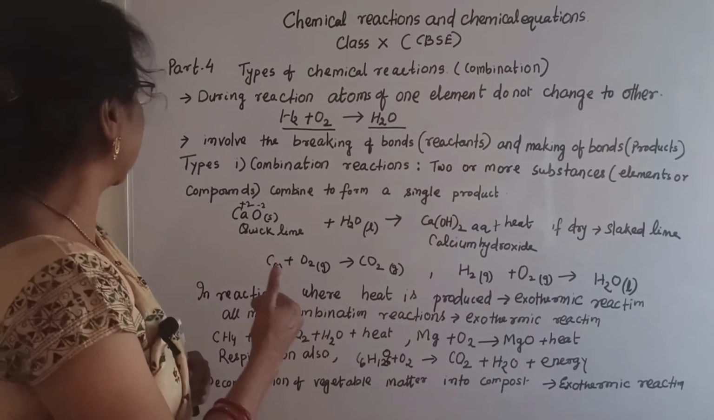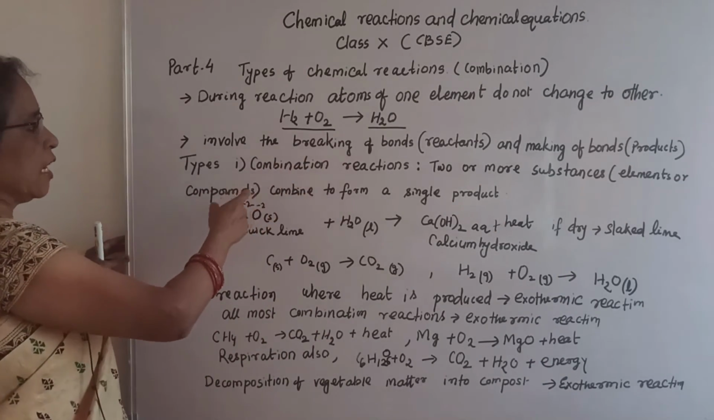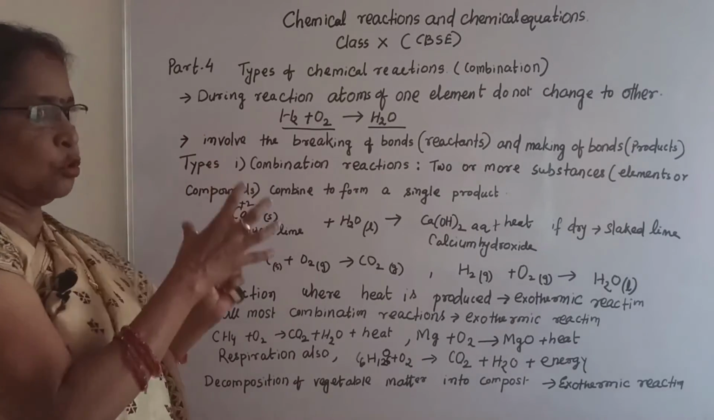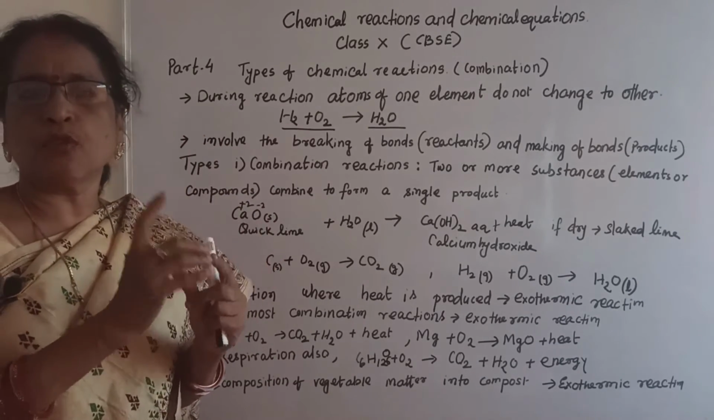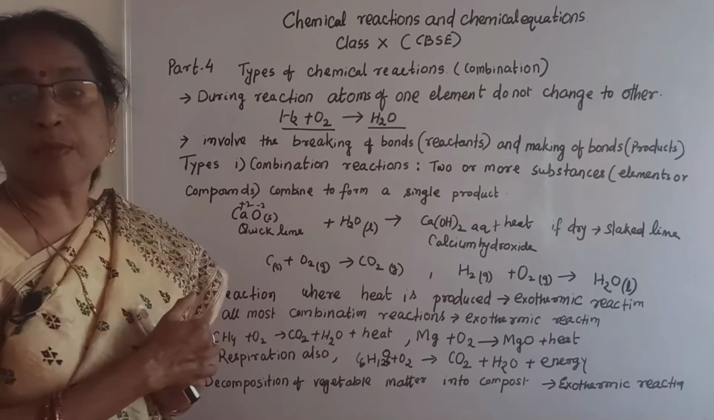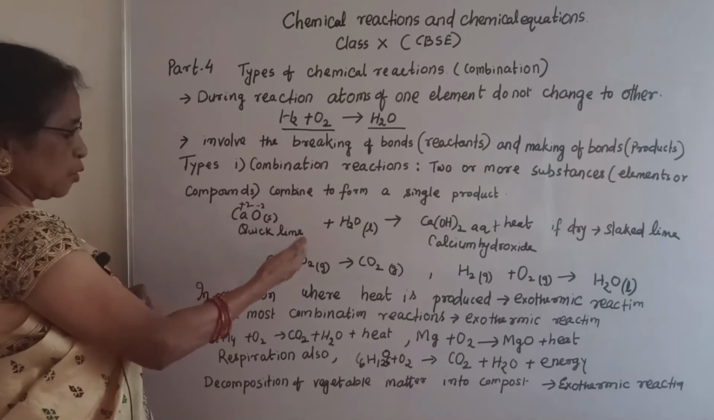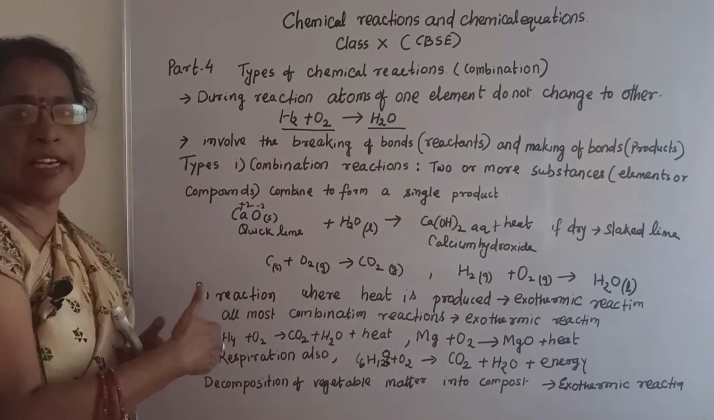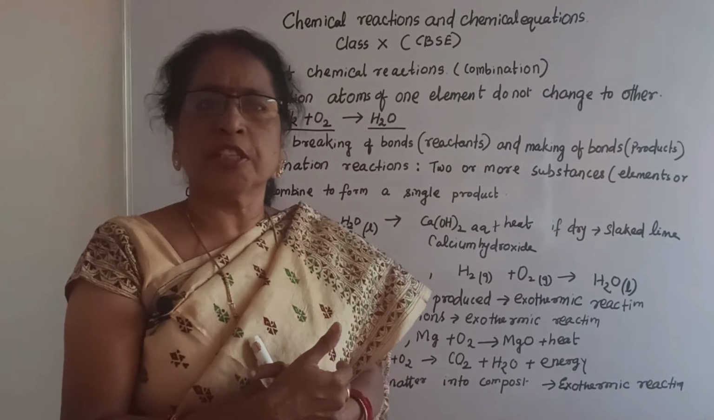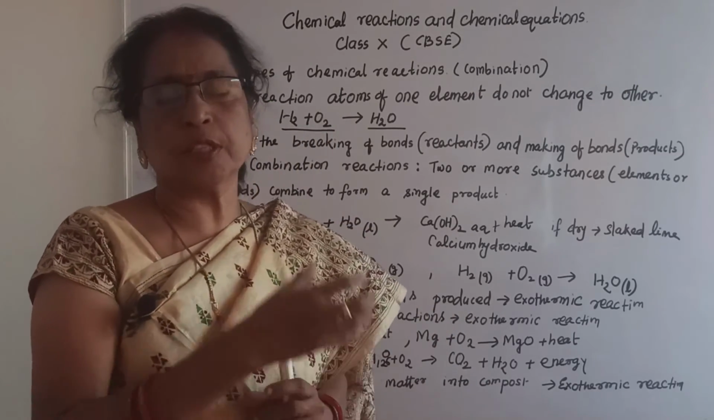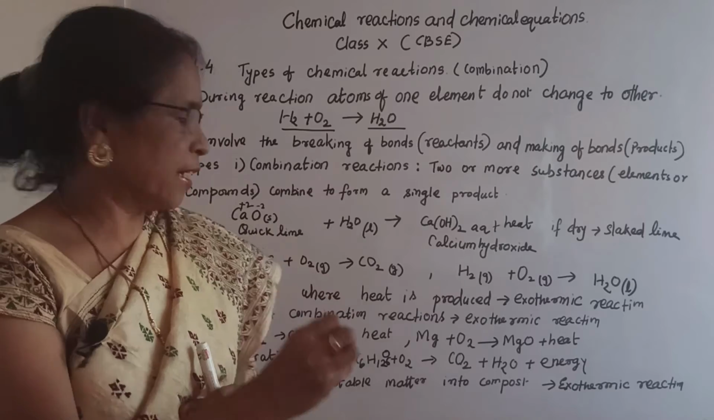I hope it is clear. Types of chemical reaction: the first one is combination reaction, where 2 or more substances combine to form a single product. The substance may be an element or a compound. And next is your example. So many examples are there. It is observed that in almost all combination reactions, heat is produced. A reaction where heat is produced is specially called an exothermic reaction.